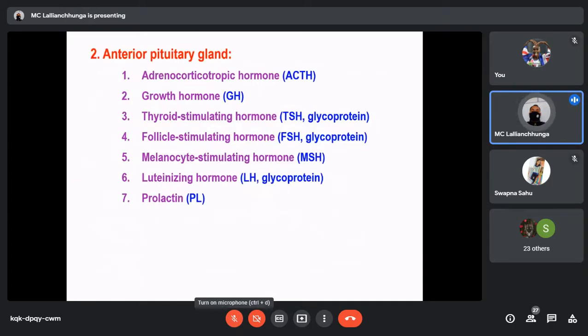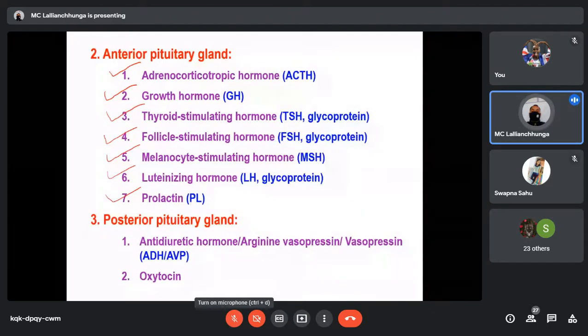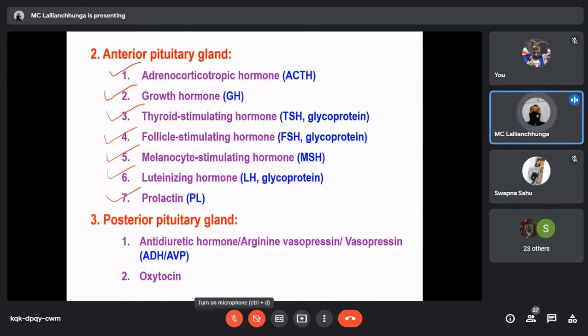What about anterior pituitary gland? Another endocrine gland. From anterior pituitary gland, ACTH, GH, TSH, FSH, MSH, LH, and prolactin. Okay? So these are all the peptide hormones from the anterior pituitary gland. Then what about the posterior pituitary gland? You already know ADH, oxytocin. They are small peptides. Okay? They are also peptide hormones.